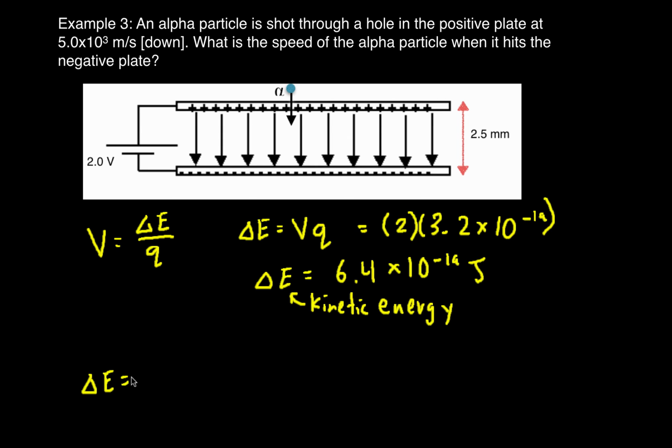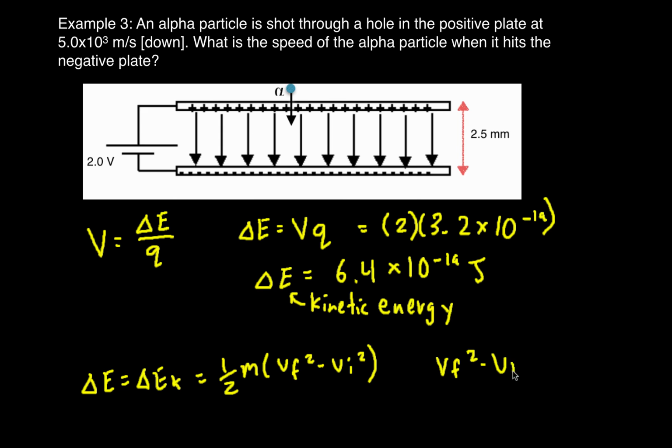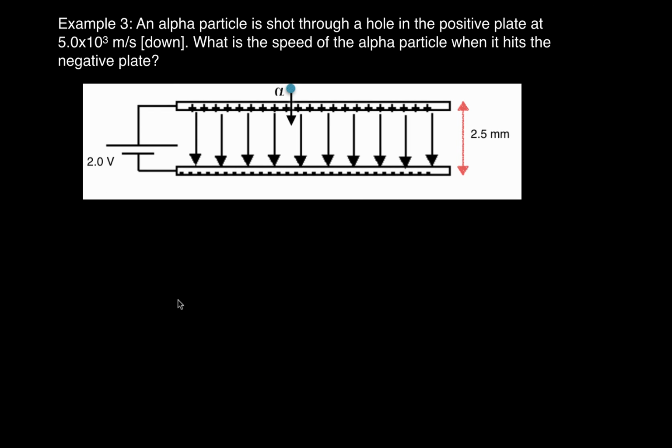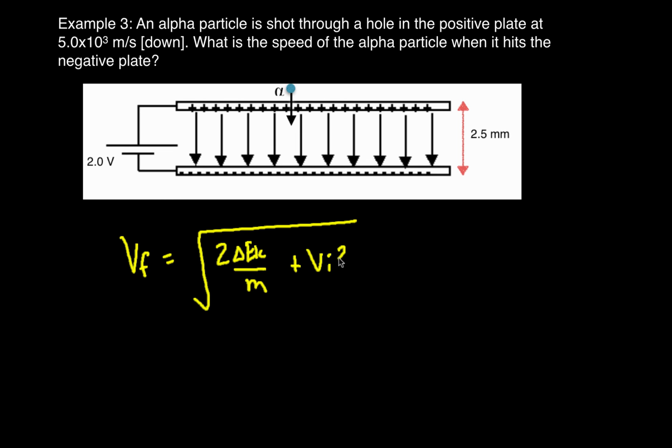Since change in energy equals change in EK, which is 1/2 m Vf squared minus Vi squared, we can rearrange this to get Vf squared minus Vi squared equals 2 change in EK over m. This rearranges further to give us Vf equals the square root of 2 change in EK over m plus Vi squared. So we have Vf equals root 2 change in EK over m plus Vi squared.